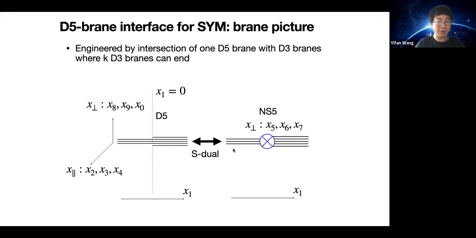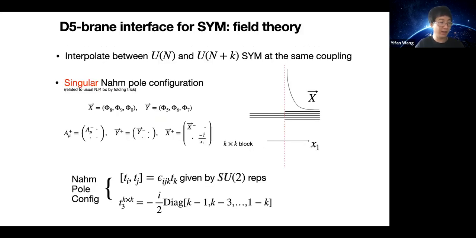Okay, so this is the brane picture, and there's also an explicit field theory description of this kind of interface in terms of the super-Yang-Mills fields. Because there's a different number of D3 branes on both sides of the D5 brane, naturally the interface interpolates between super-Yang-Mills theories, say U(N) versus U(N+k), of different ranks but the same coupling. The explicit description of the interface can be given as some singular Nahm pole configuration of the super-Yang-Mills fields. Let me split the 6 scalars in the super-Yang-Mills theory into 2 triplets, X and Y.